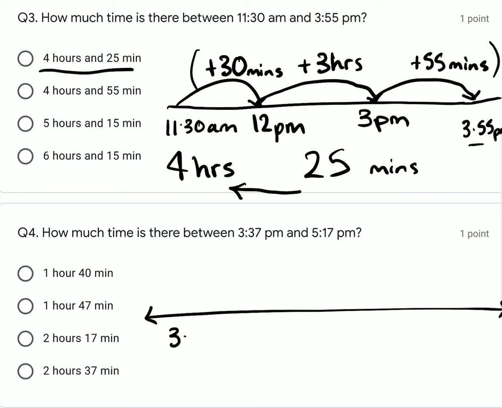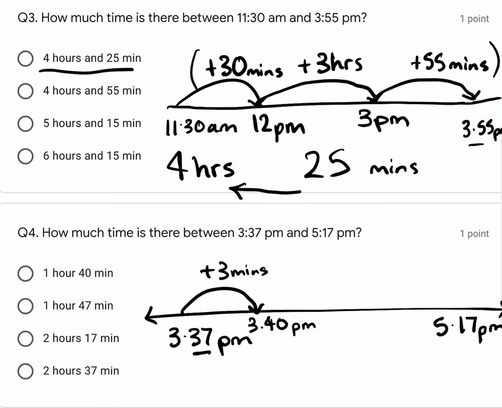So from 3:37 p.m. to 5:17 p.m. Okay, so let's just take it to the nearest 10 minutes first, because we've got this sort of funny time. It's not going up by 5s or 10s. We've got 3:37, so let's just take it to 3:40, nice and easy. So from 3:37 to 3:40, well, we know that's just going to be another 3 minutes.